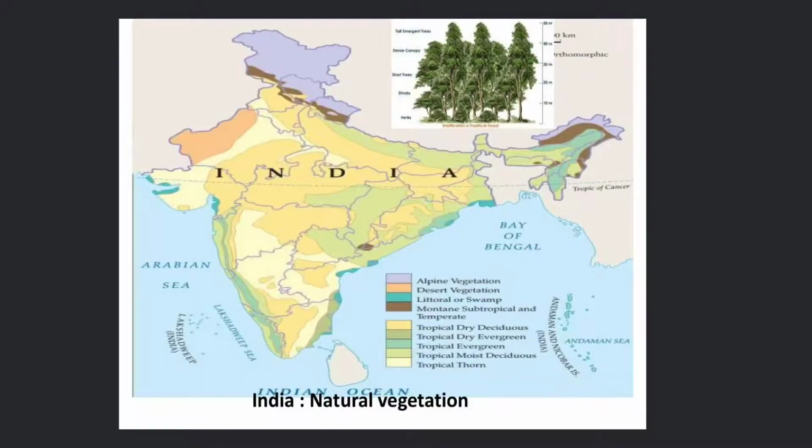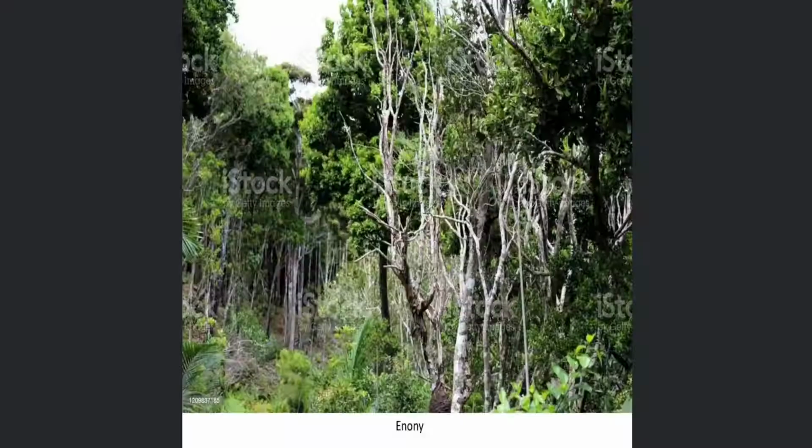Now moving ahead, here we have the map where all the different types of forests are shown. As you can see in the key, we have alpine vegetation, desert vegetation in orange, and mountain subtropical. Different keys are given here in the map, showing where in India the different forests are located. Ebony is one of the trees found in evergreen forest.